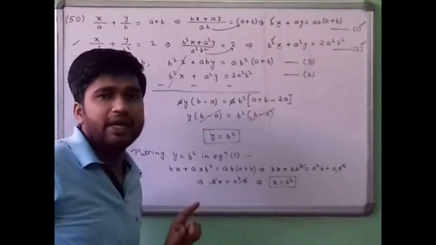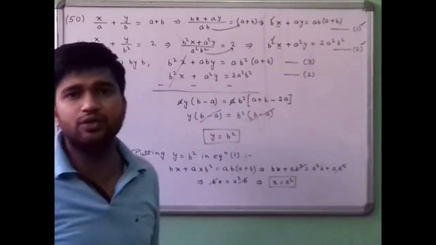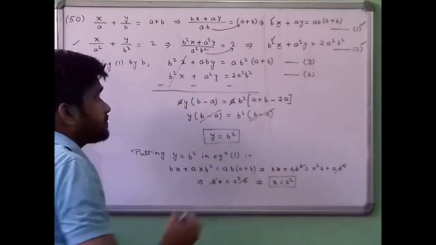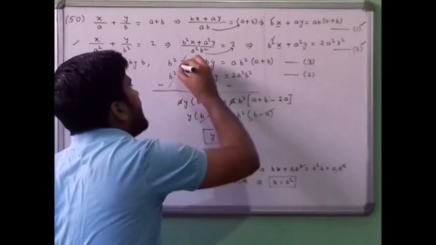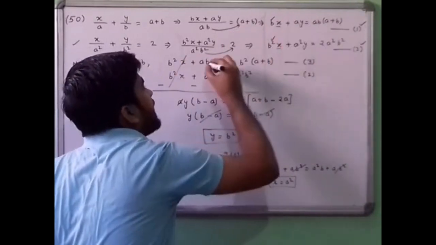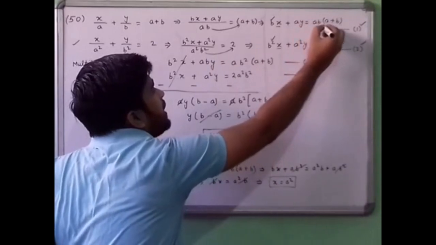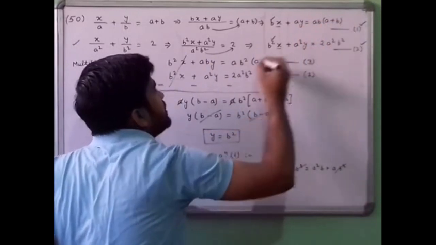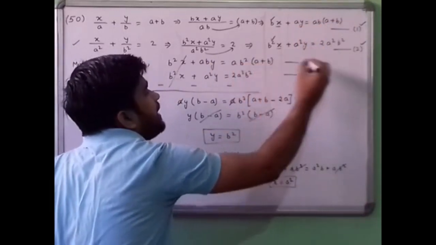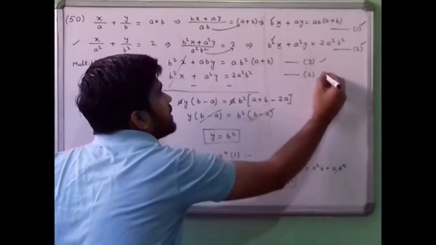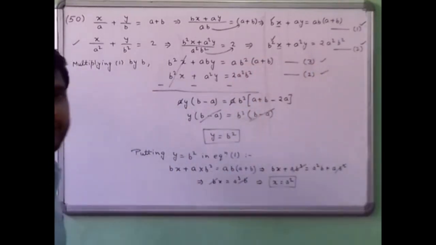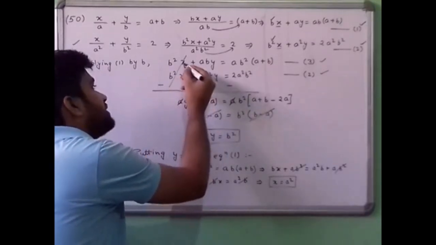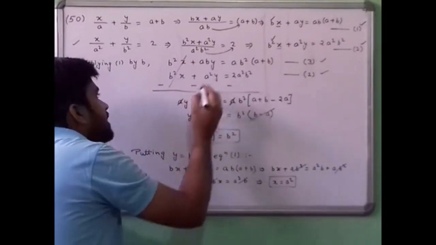firstly we make the coefficients of x equal to each other. So multiplying equation 1 by b. B multiplied here, it's b square x plus a multiplied by b, it's aby, which is equal to ab multiplied by a plus b multiplied by b, which is equal to ab square into a plus b. It's equation number 3. We write equation number 2, and by subtracting, changing the sign, it's minus b square x cancels out by b square x.